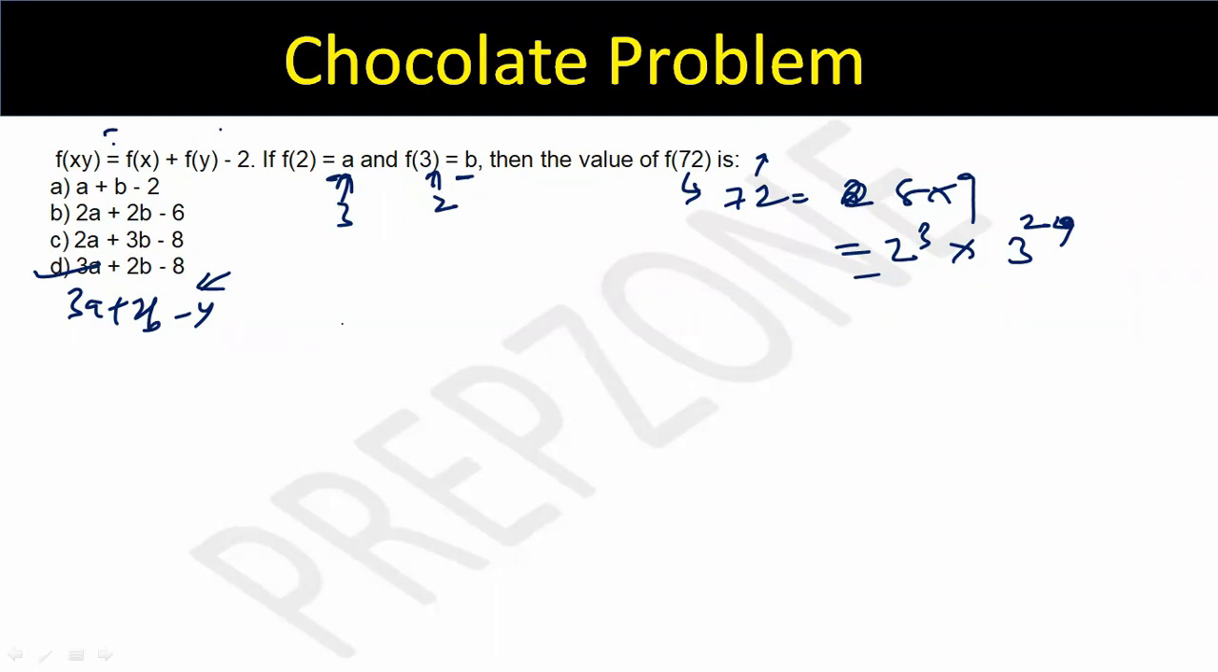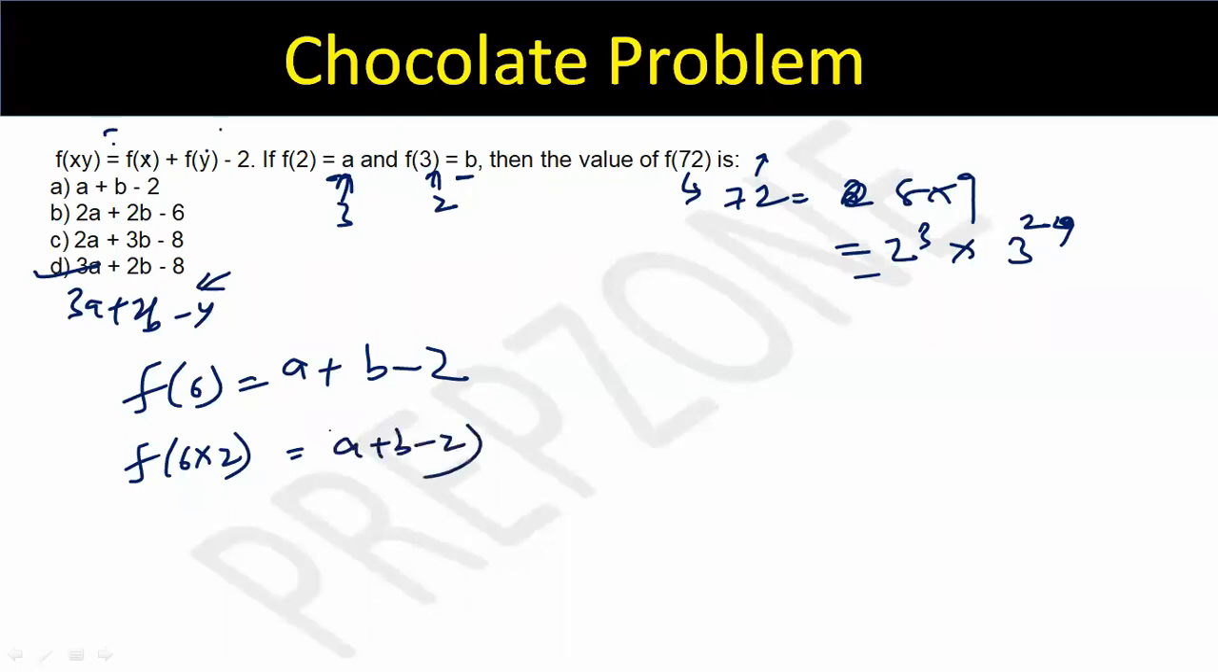f of 72 निकालना है, right? तो f of 2 given है, f of 3 given है. So first of all, f of 6 निकालेंगे. f of 6 will be f of 2 plus f of 3 minus 2. f of 2 is a plus b minus 2. अब f of 6 आपने निकाल लिया है. Next logical thing will be f of 6 into 2. Right? f of 6 into 2 will be f of 6 plus f of 2 minus 2. f of 6 is a plus b minus 2 plus f of 2 is a minus 2. ठीक है?